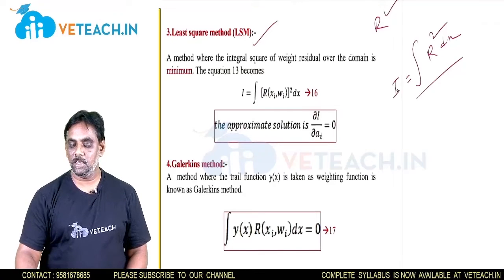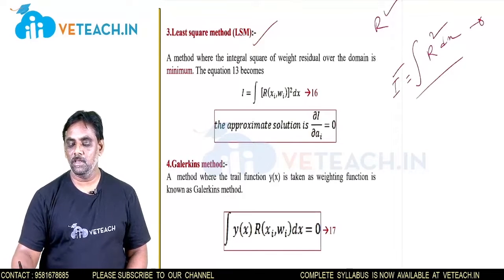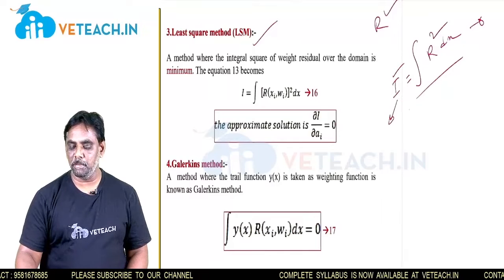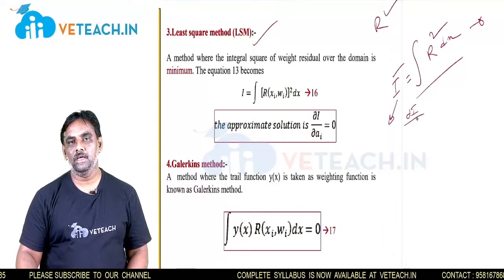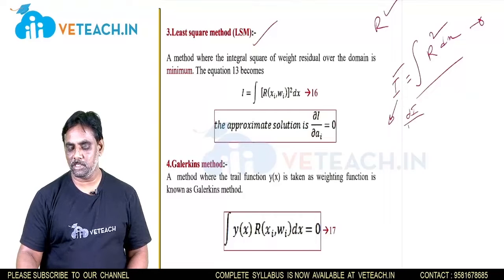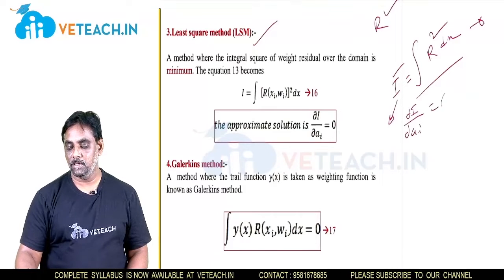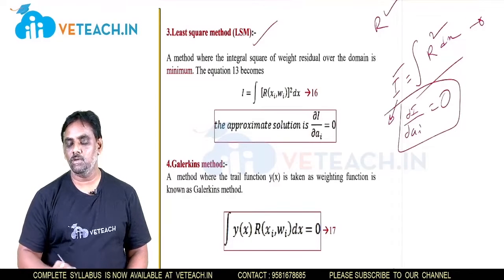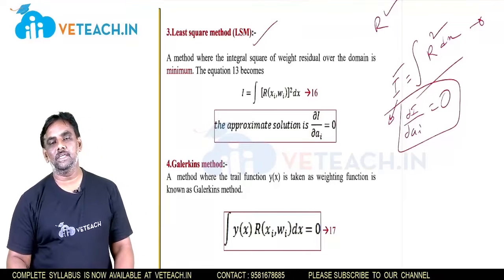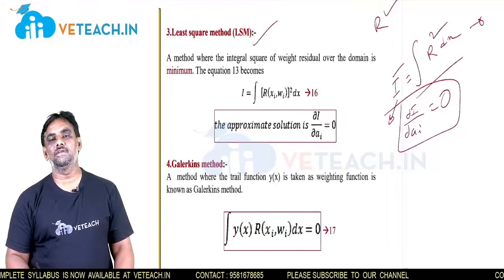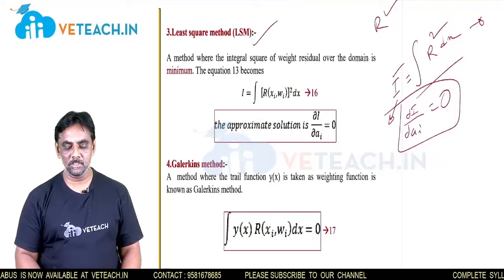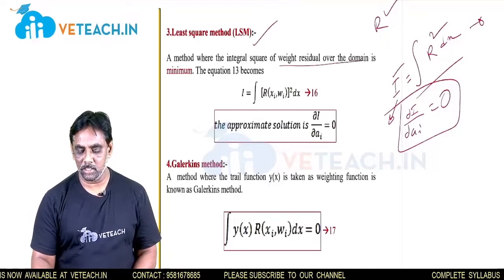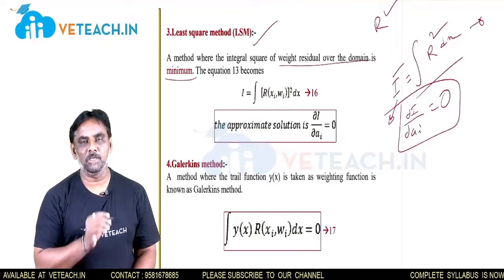Then the functional will be expressed as a variable. This functional will be minimized, similar to the minimum potential energy theorem, with respect to any variable, and that will be equated to 0. That means it is the integration of the square of the residual, which is called a functional, and it should be minimized. That is what we discussed here: the square of the residual should be minimized.